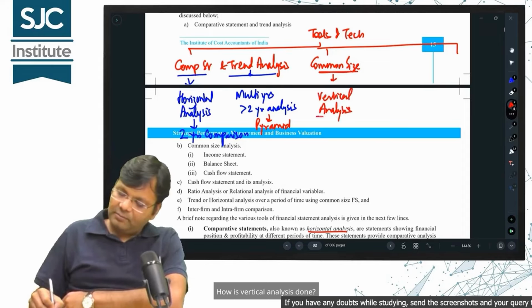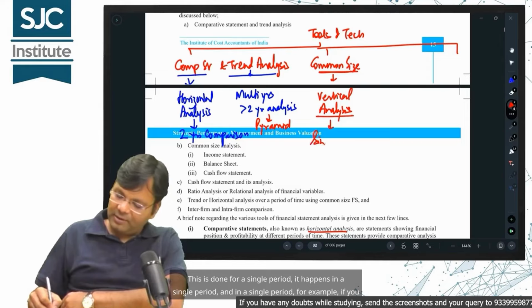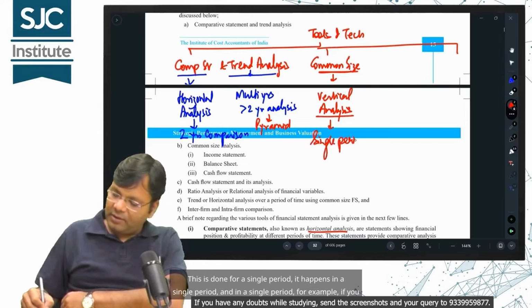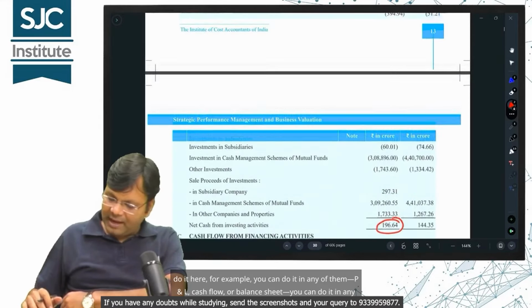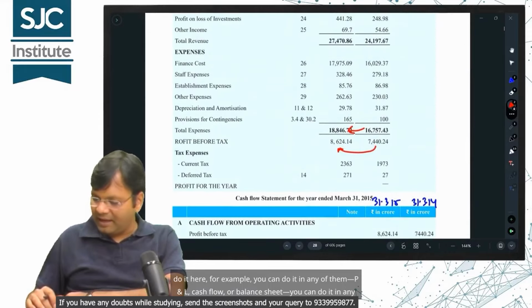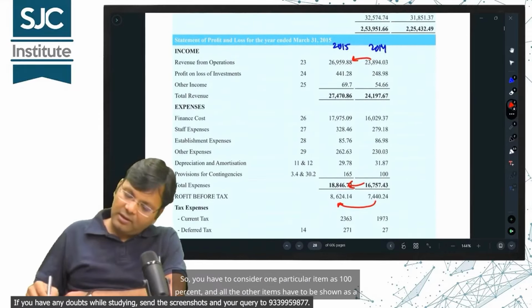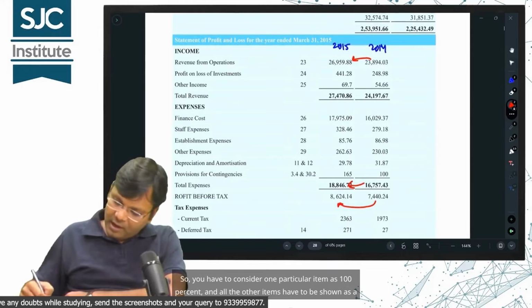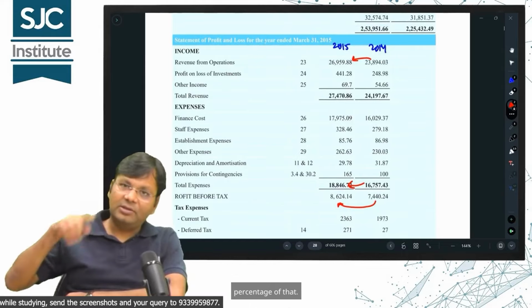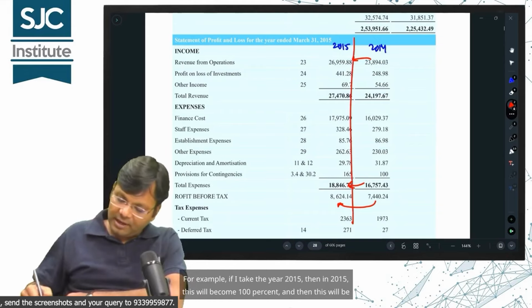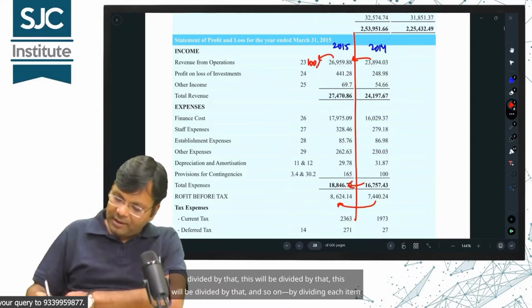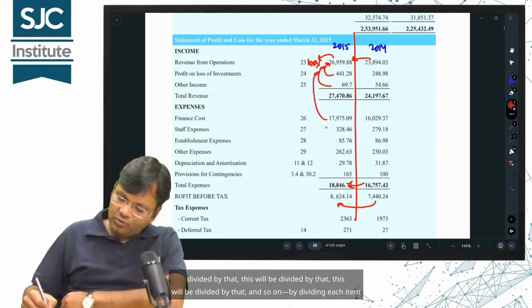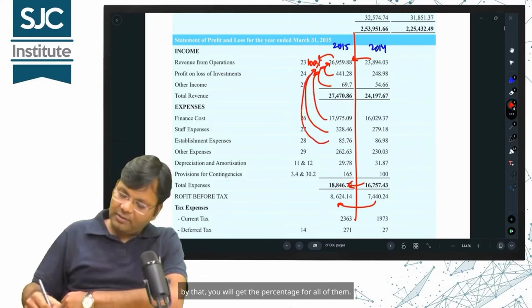How is vertical analysis done? This is done for a single period. You can do it in any of them: P&L, cash flow or balance sheet. You have to consider one particular item as 100% and all the other items have to be shown as a percentage of that. For example, if I take the year 2015, then in 2015, this will become 100% and then this will be divided by that, this will be divided by that, and so on. By dividing each item by that, you will get the percentage for all of them.